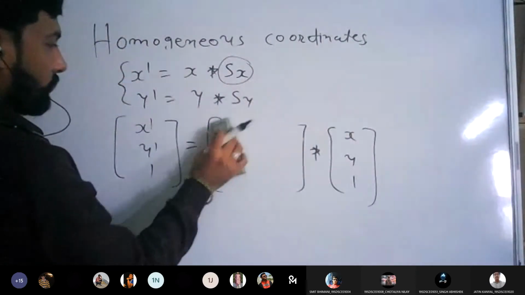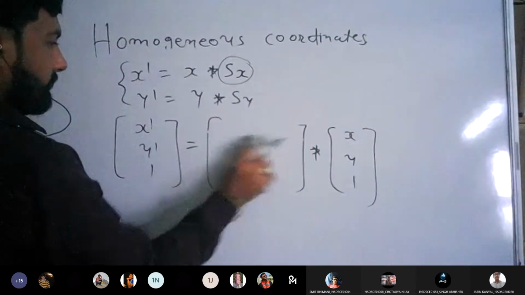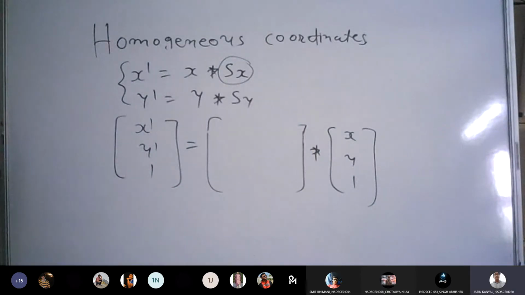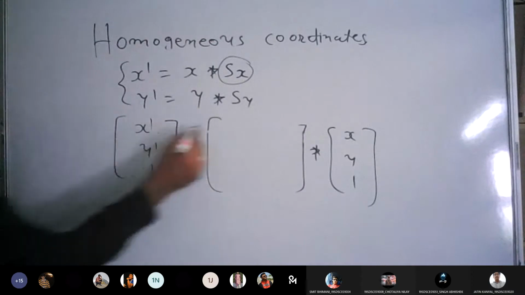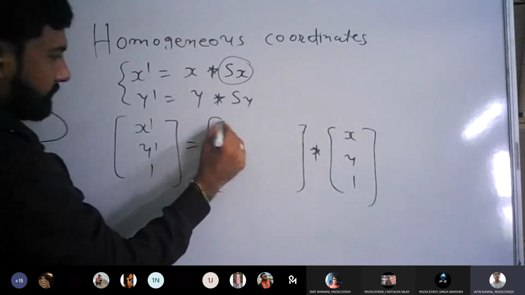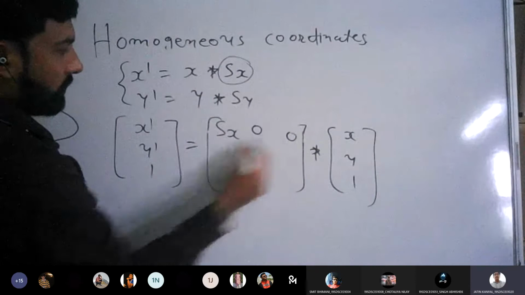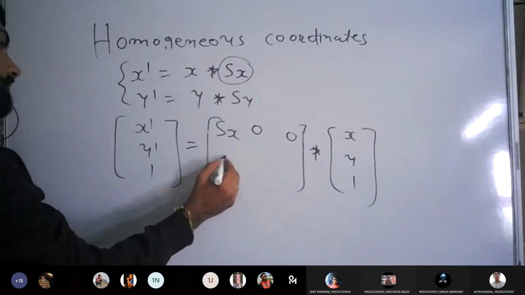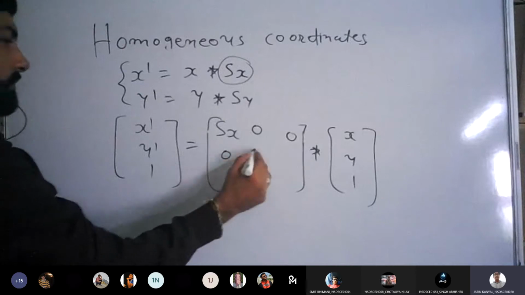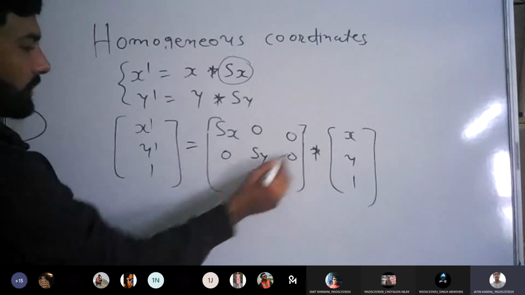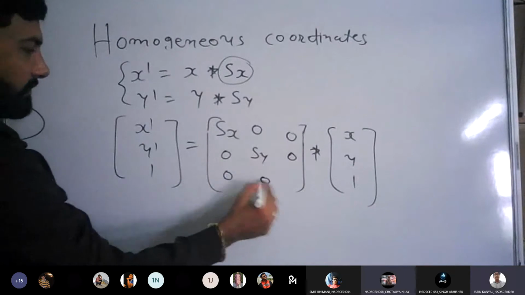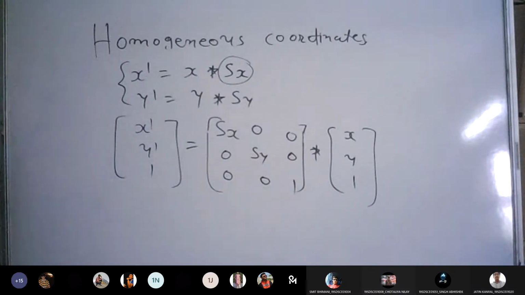So now can you tell me what should I write here? Yes, anyone? 0. Sorry? First sx, then 0 0. Okay, 0 0. What about this one, the second row? 0 sy 0. Correct. What about the last one? 0 0 1. 0 0 1.